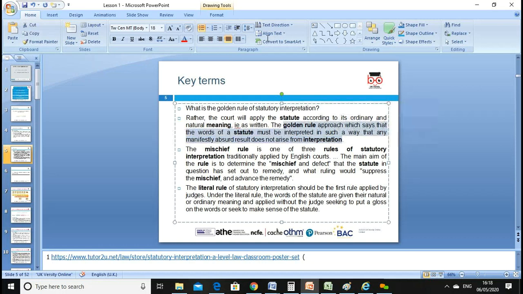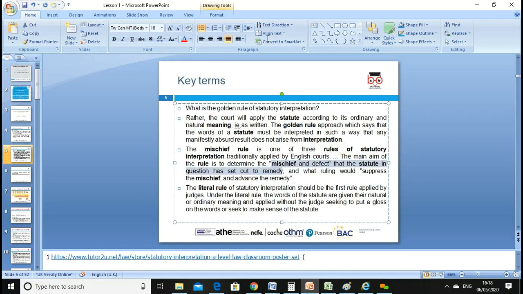What about the mischief rule? It is one of the three rules traditionally applied in the English courts. The main aim of this rule is to determine the defect in the law, and the question is what the remedies are. So the key is the remedies, yes?